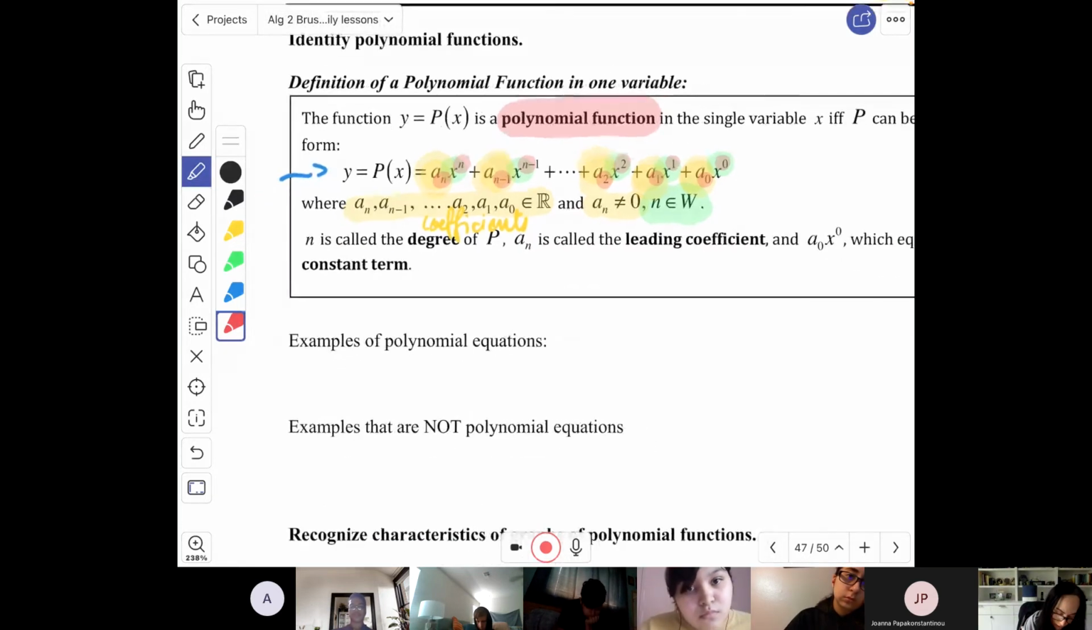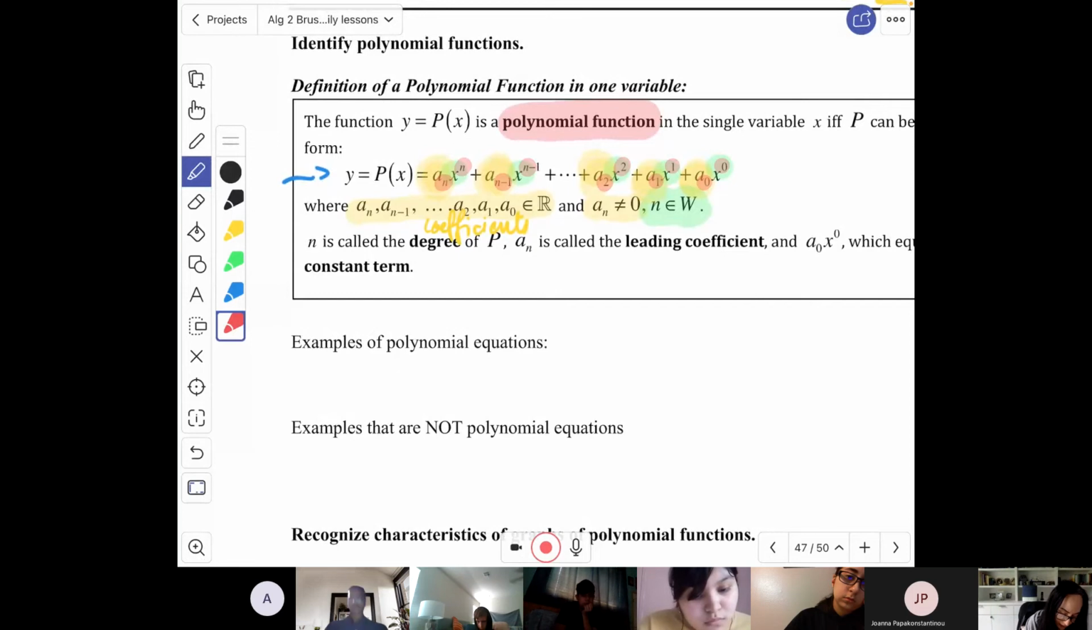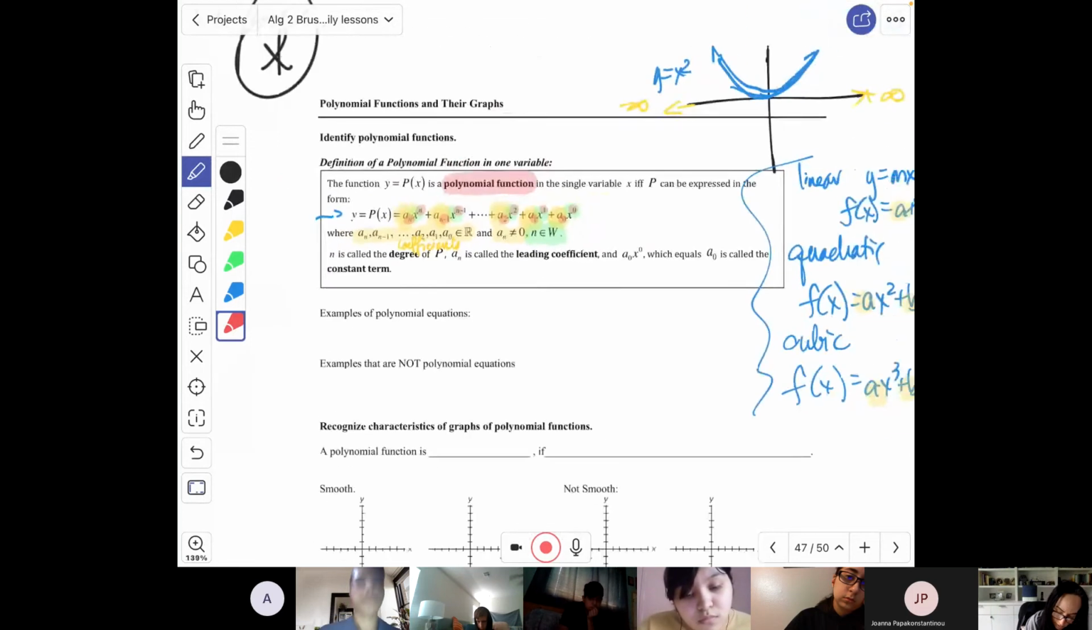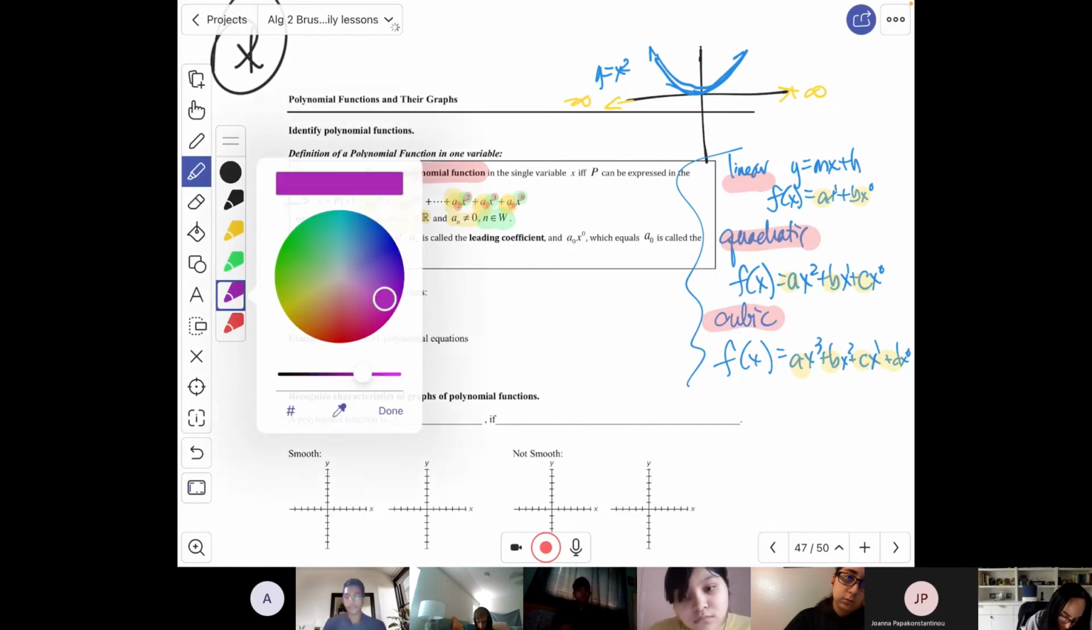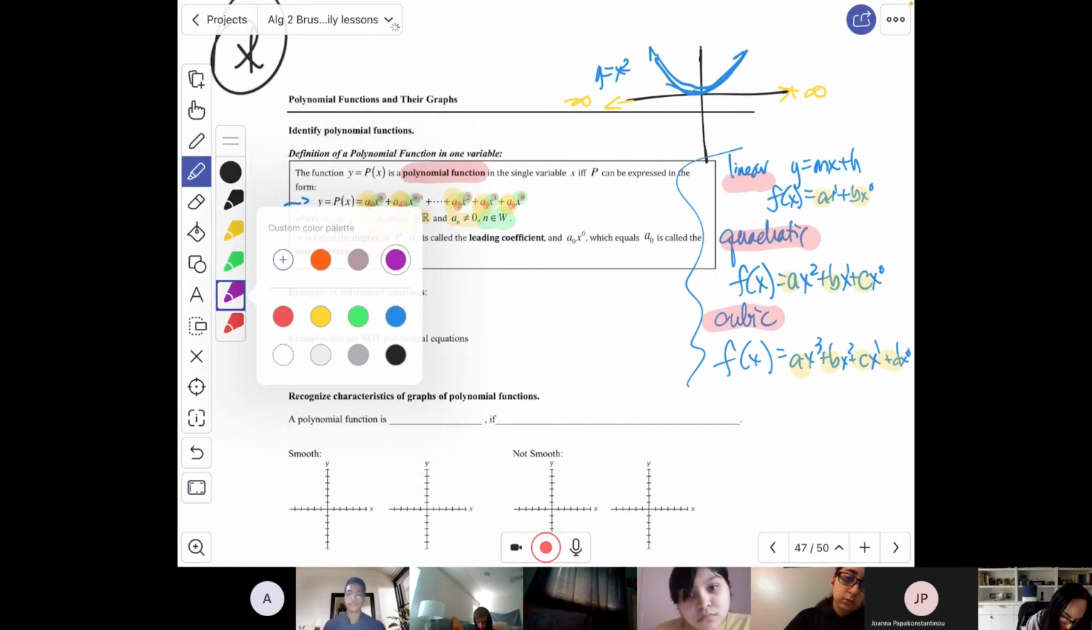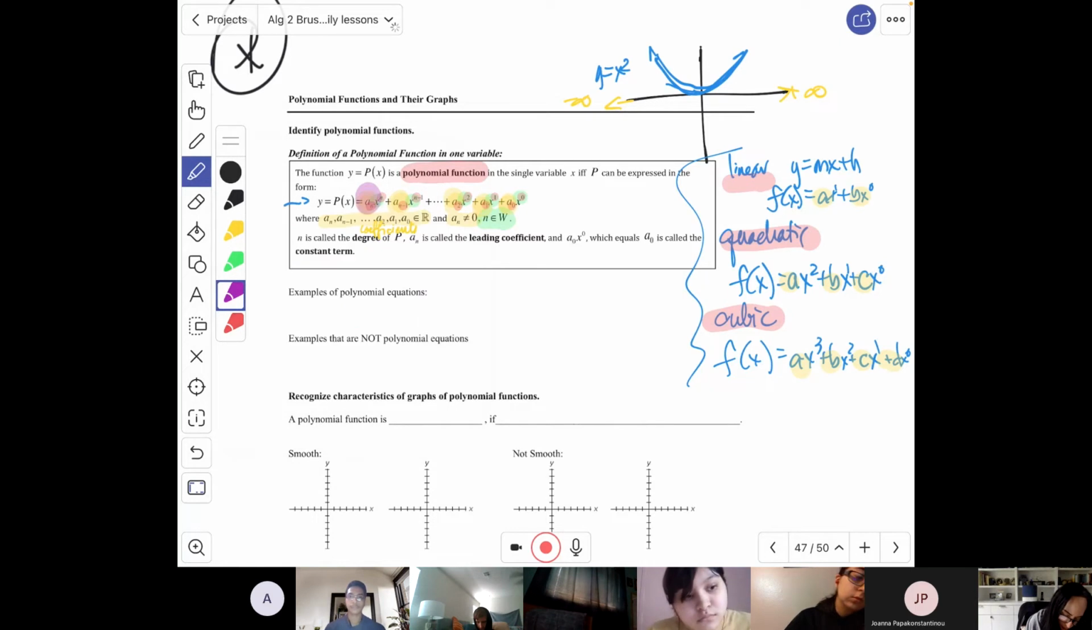The degree of the polynomial is the highest exponent of x. So the degree here for linear would be 1. The degree here for a quadratic would be 2. The degree here for a cubic would be 3. Again, the leading coefficient is the coefficient for the highest exponent of x.